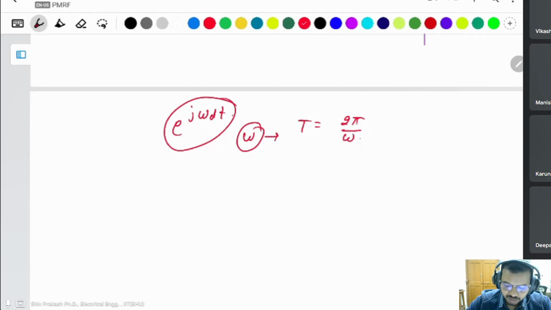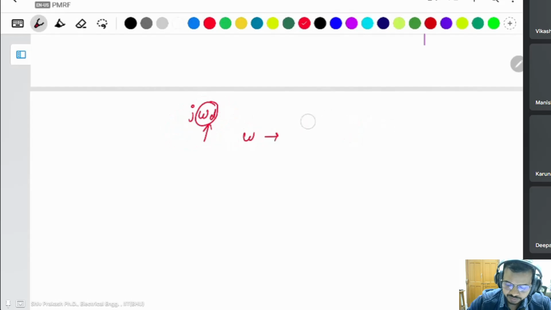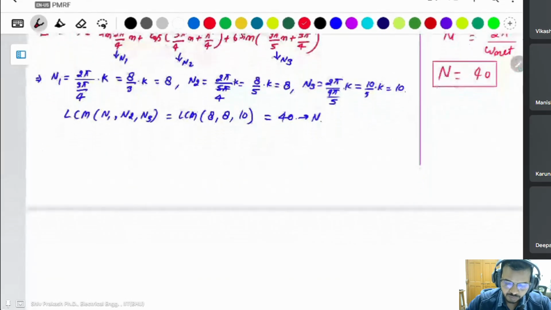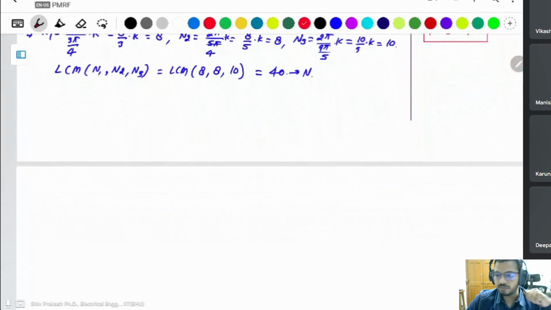E to the power something, this is the frequency form. If there is no j, then it is a different thing: it is not a periodic signal if it is not in the j form. Then you can directly get the value. This is all about periodic and non-periodic signals.